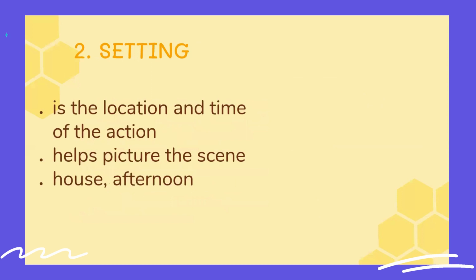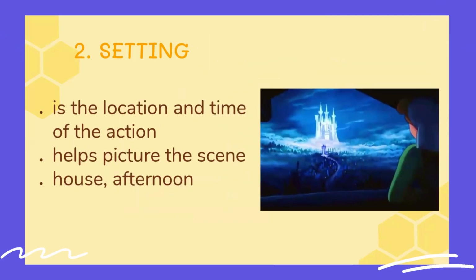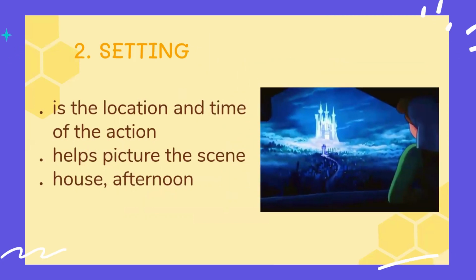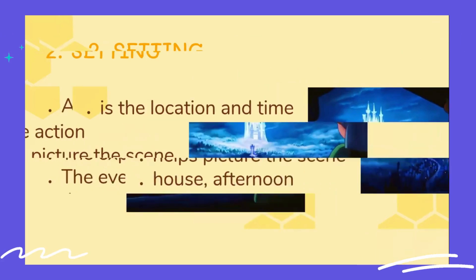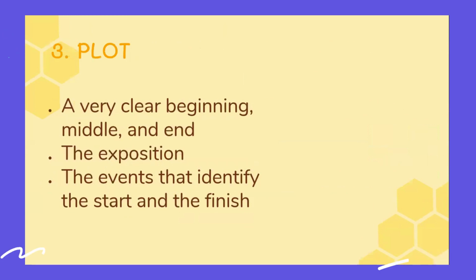The second element of a short story is what we call the setting. This refers to the location and time of the events or the action. The setting helps the reader picture or see the scene. For example, the story may have happened in the house, late afternoon. In the story Cinderella, the story happens in a faraway kingdom once upon a time, or maybe in the old time.